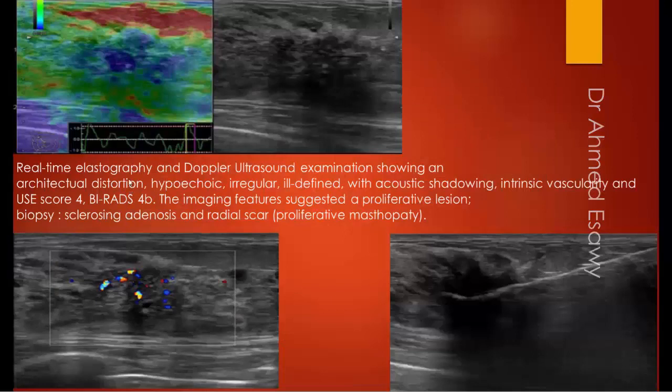This is real-time elastography and Doppler ultrasound showing architectural distortion, a hypoechoic irregular ill-defined area with acoustic shadowing and intrinsic vascularity. Ultrasound elastography stiffness score 4, classified as BI-RADS 4B. Imaging features suggest a proliferative lesion; biopsy proved sclerosing adenosis and radial scar.